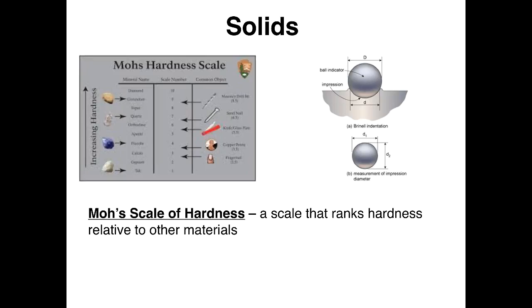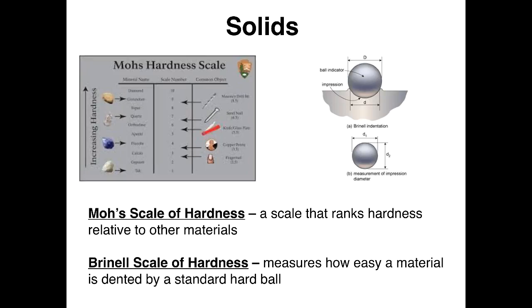Now, another hardness scale is called the Brinell scale of hardness. And this scale is based on how easy it is for a material to be dented by a standard hard ball that's applied to the substance. And so what they do is they take this ball and they drop it or apply it and then look at the size of the indentation that's caused by it. And then that is a standard for measuring the hardness of any particular substance.